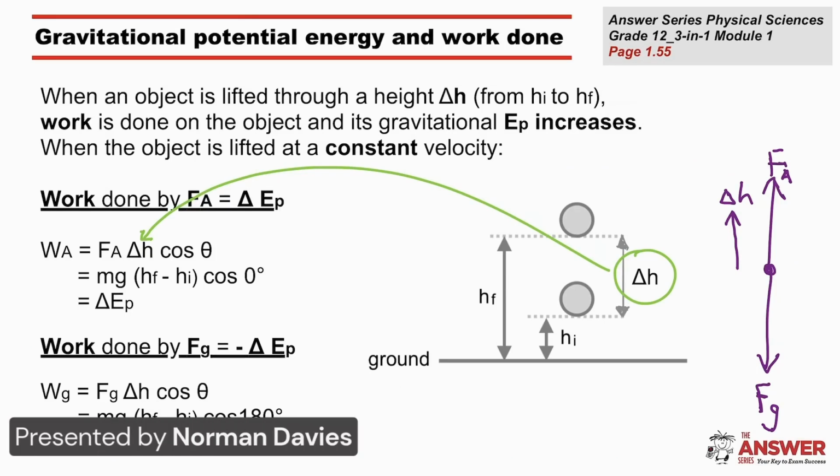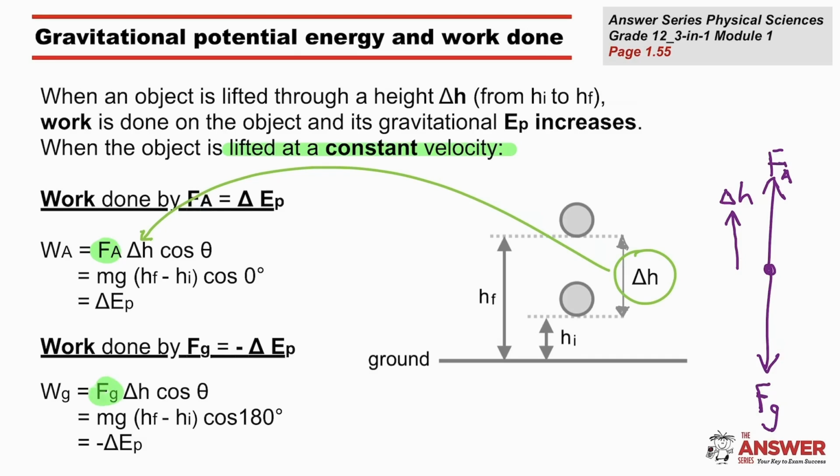Consider when you have an object lifted at a constant velocity. The net force equals 0. So Fa is equal to Fg in magnitude. We use the work definition, with delta x being the change in the height. And we see that the work done by the applied force leads to an increase in the potential energy of the object. We calculate the work done by the gravitational force using cos 180 degrees, because the delta H and the gravitational force vectors are in opposite directions. So the gravitational force does negative work.